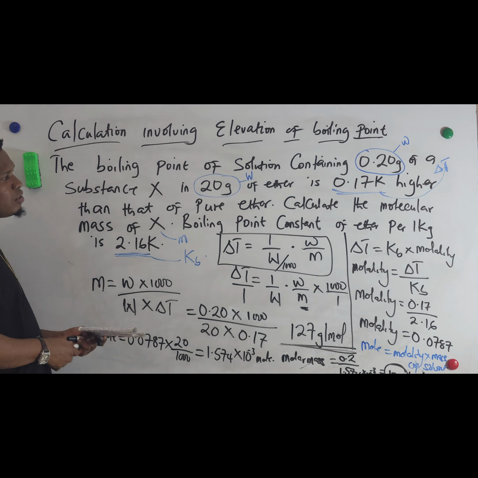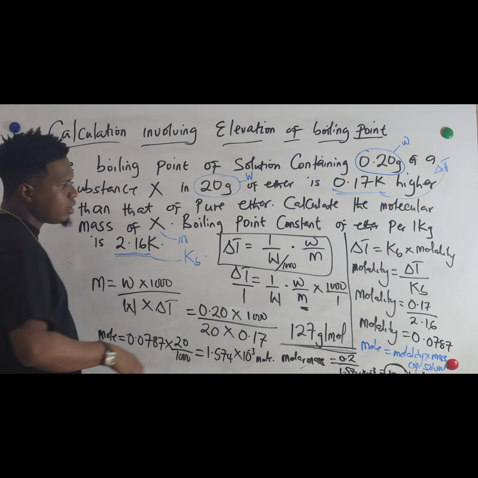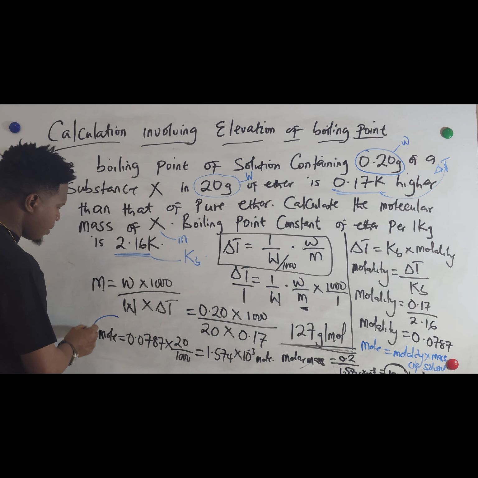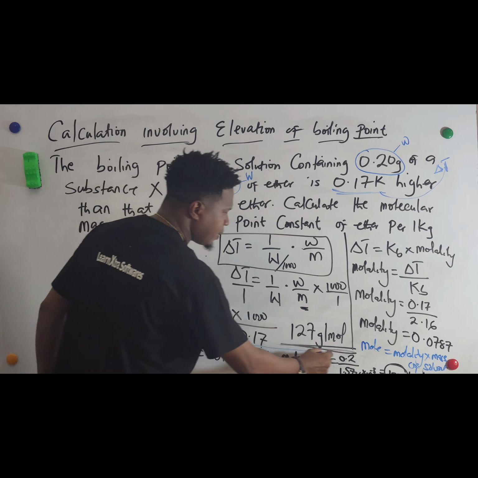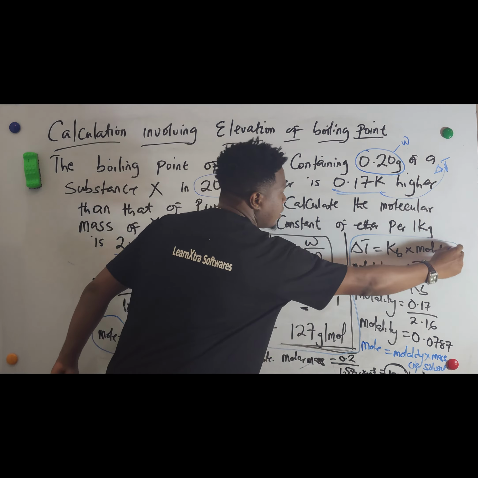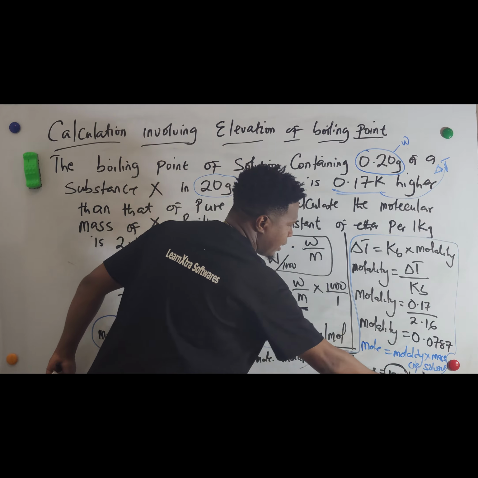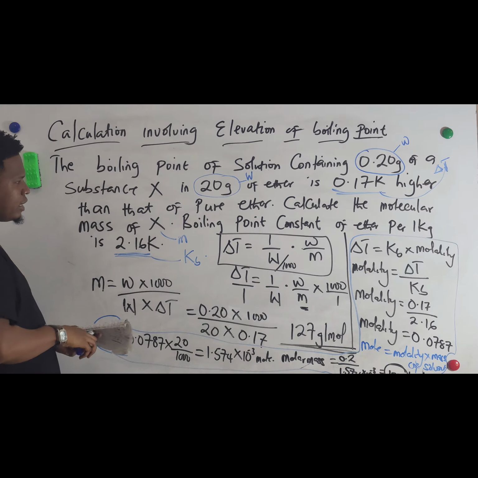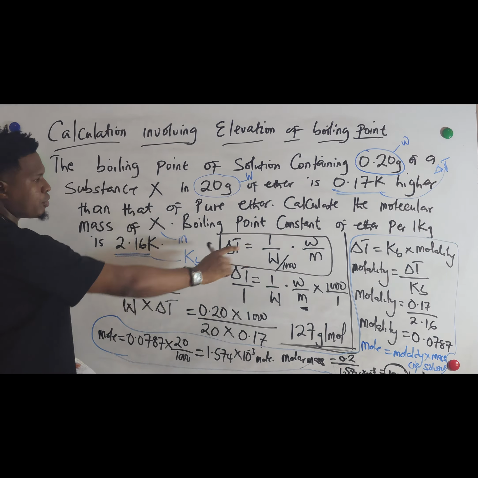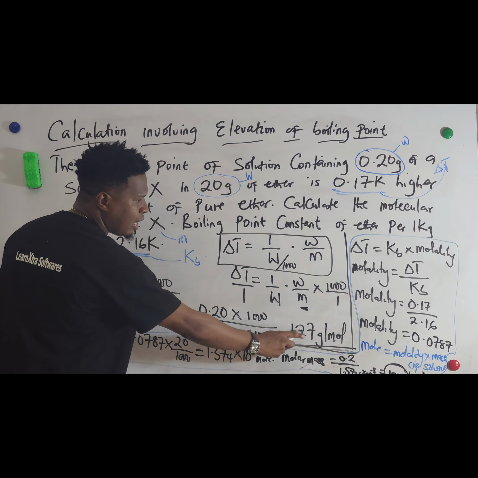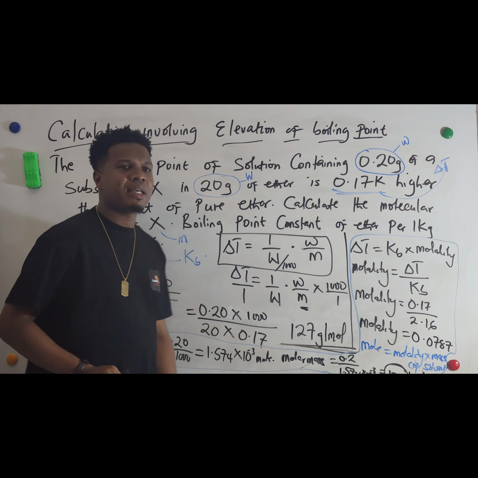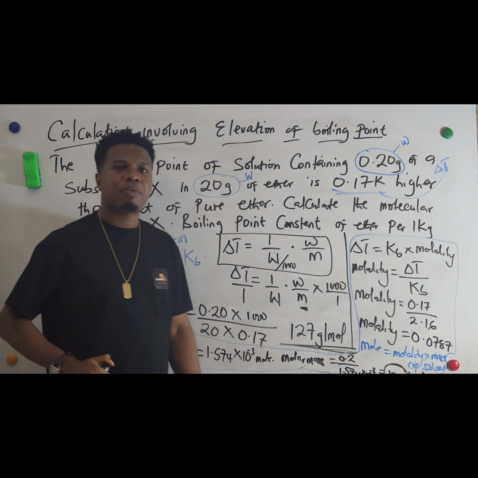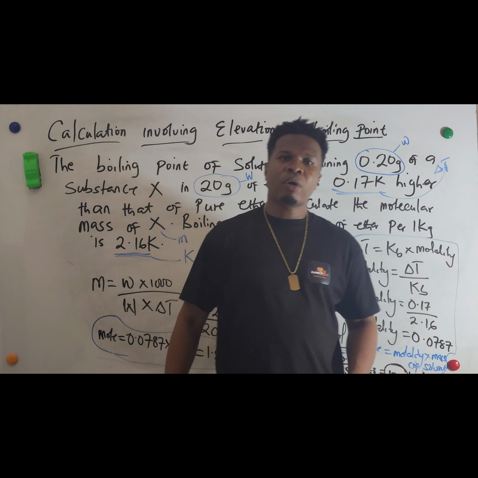So there are several formats you can use to solve this, but this one is very long. I would advise you can just ignore this one if you don't get it. This one might look somehow difficult, but if you understood it, fine and good. But watch this. This one is easy. What I did here is simple. So look at this step and understand how we got this. But both of them are the same thing. So these are how to solve calculations involving elevation of boiling point. So the next will be on freezing point depression.